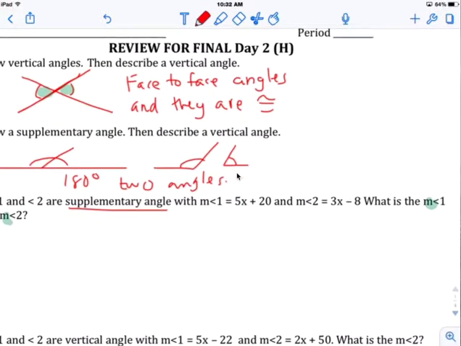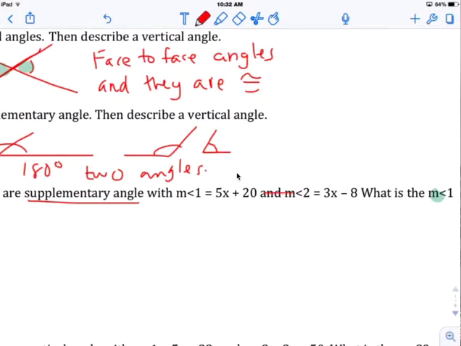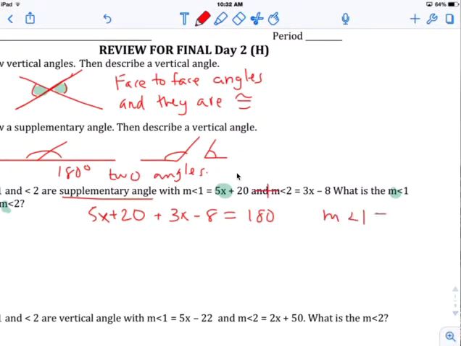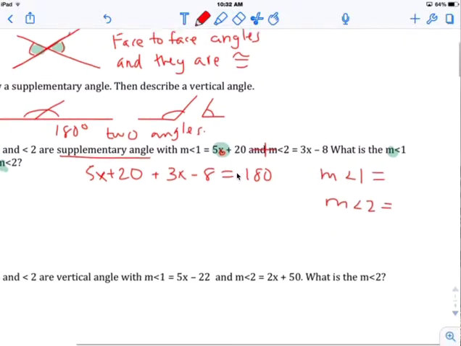Okay, so they're supplementary angles. If you add these two together, they make 180. So 5x plus 20 plus 3x minus 8 equals 180. Find out what x is and substitute it in, and you find each angle. Measurement of angle 1 equals, measurement of angle 2 equals. Solve it for x, put it in, and you find the degrees.